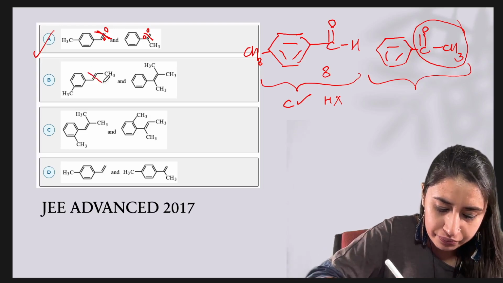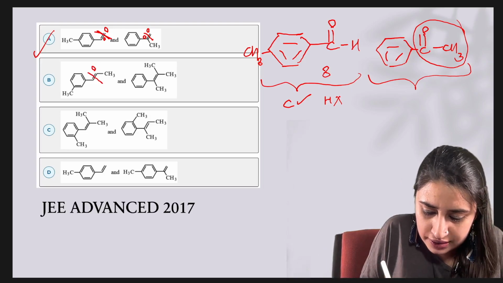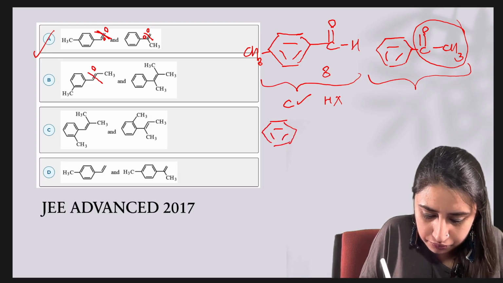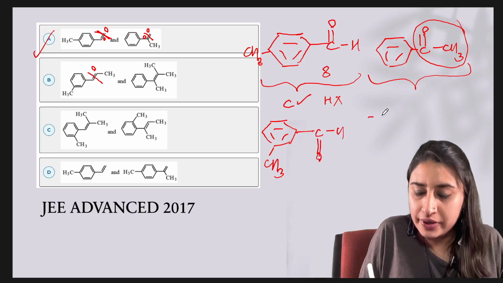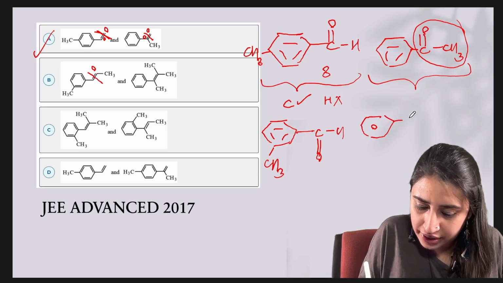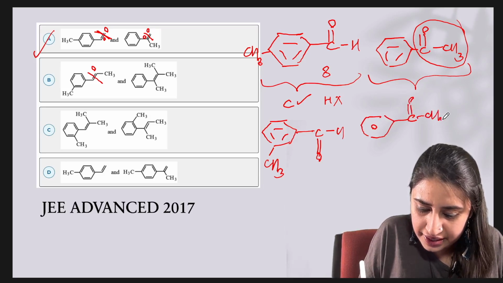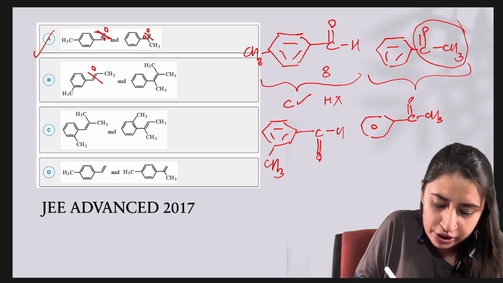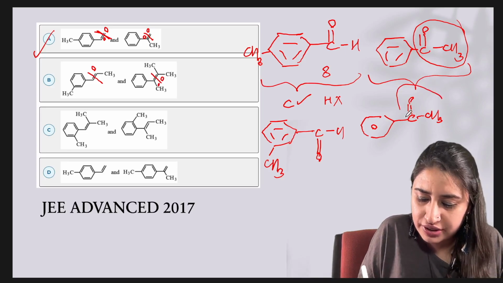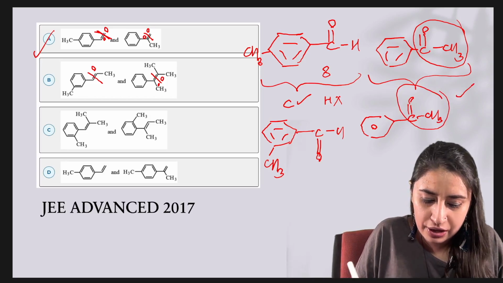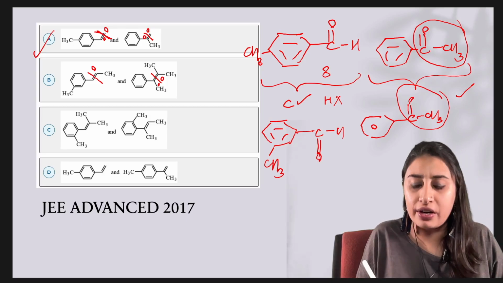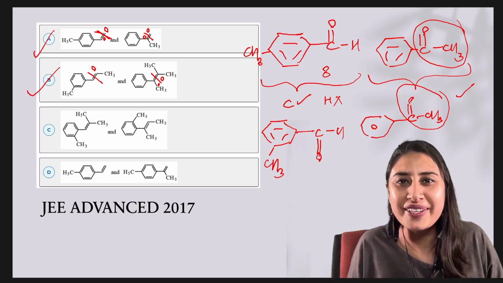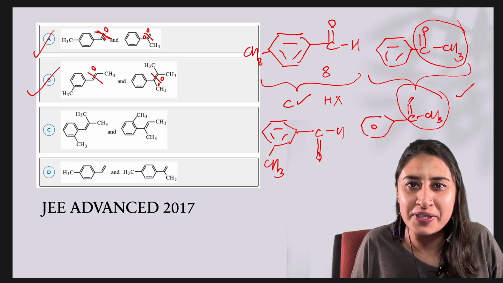Let's check B. When you do B, put the oxygens, and this is what you will get: CH3, C double bond O, H, and the other one is going to look like this, C double bond O CH3. Again, in this molecule, if you break it, you get a CH3CO group, which is certainly going to give you the haloform test. Whereas the first one has no alpha hydrogen. So B is also correct. It's certainly an MSQ, multiple select question.